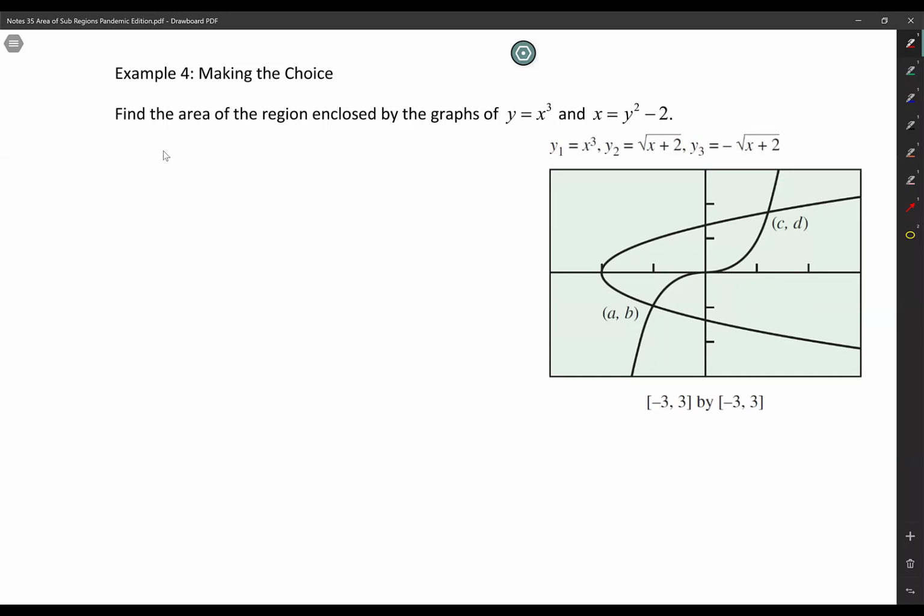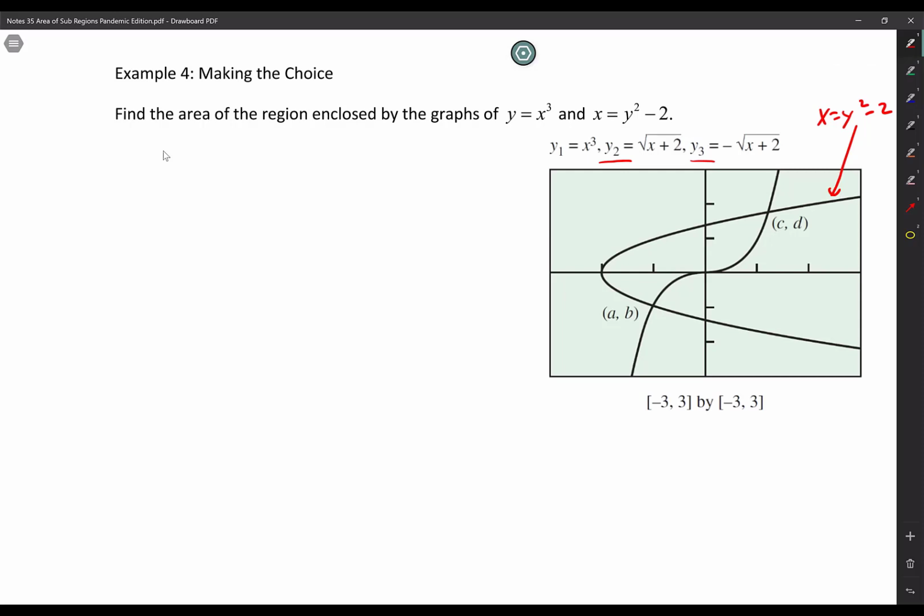Okay, it says find the area of the region enclosed by the graph of y equals x cubed and x equals y squared minus 2. This curve right here, that is x equals y squared minus 2. But you can't type that into the TI-84. So that's why they told you y2 and y3.